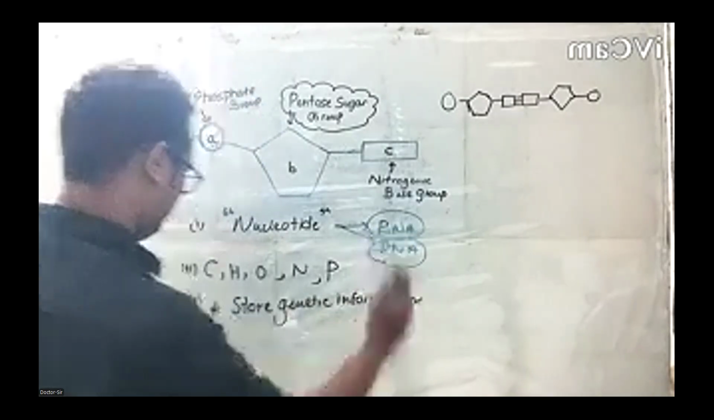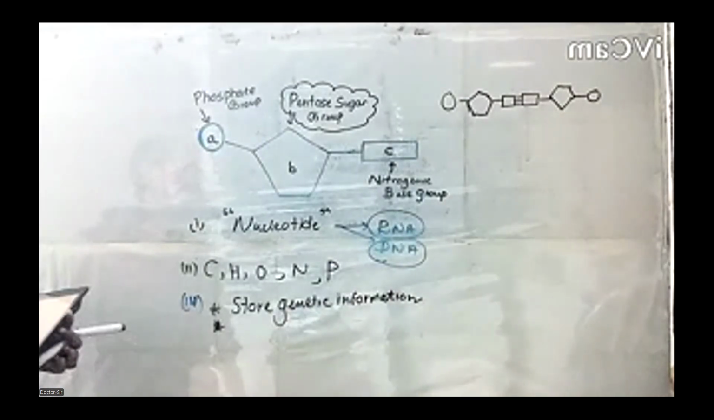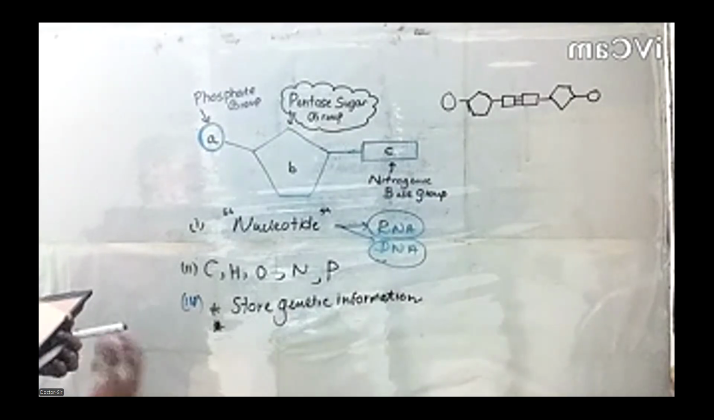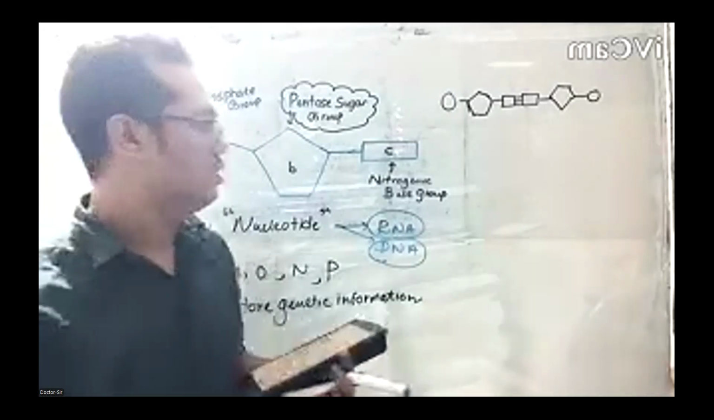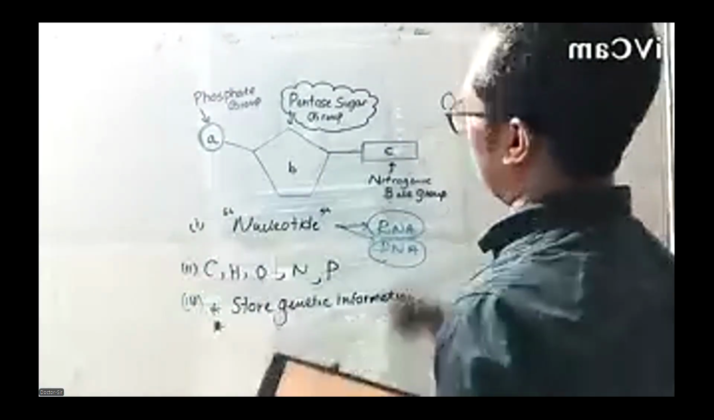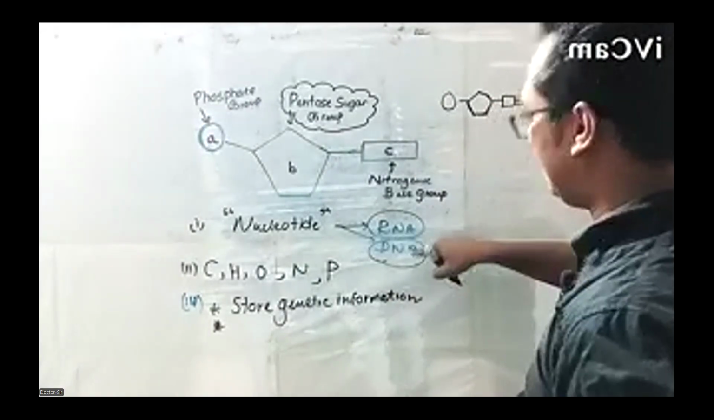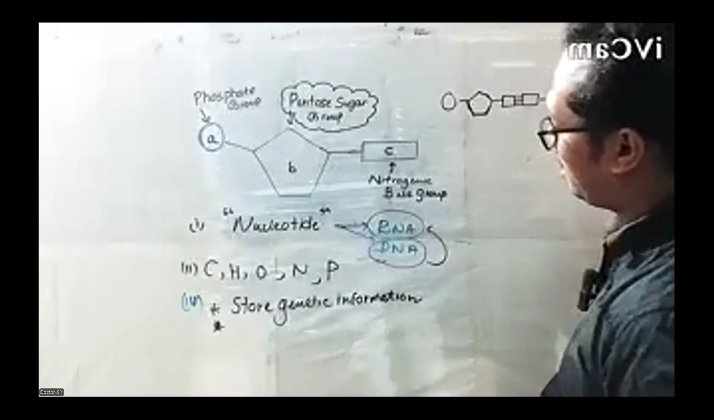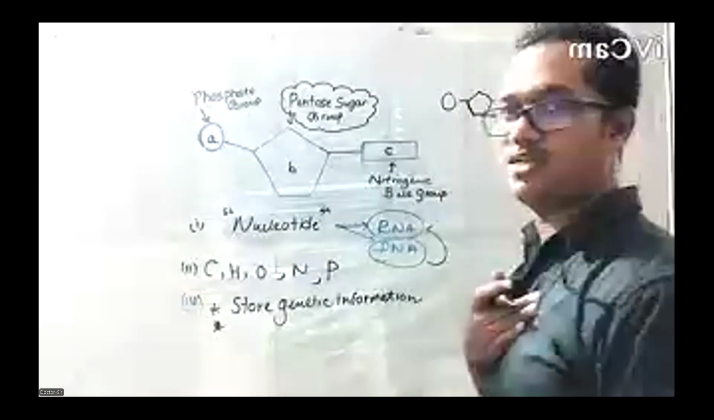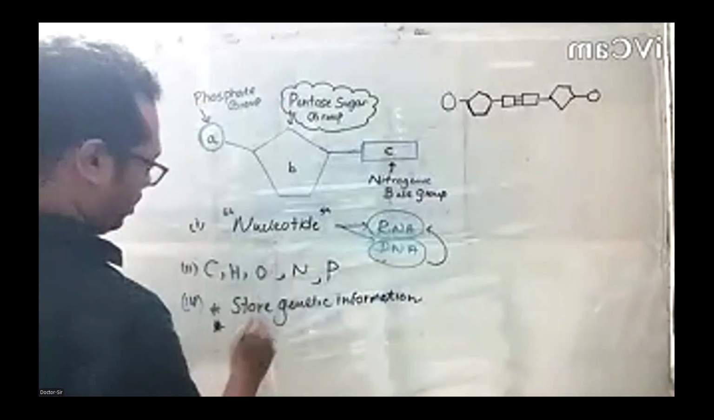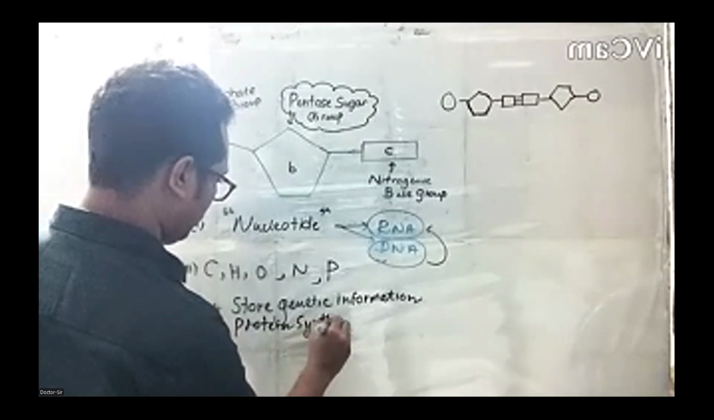Very good. Then there's another one. Not only genetic information, they have information to do some processes. Basically, they have information for protein synthesis. They take the information from the DNA, then the information is given to RNA, and RNA synthesizes the protein. So we can write down the second one: protein synthesis.